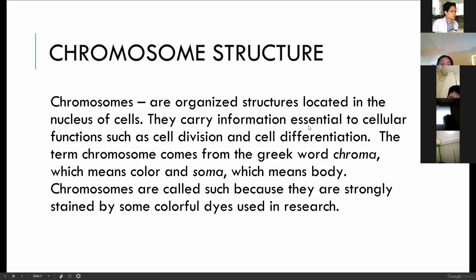Chromosome structure. Chromosomes are organized structures located in the nucleus of the cell. They carry information essential for cellular functions such as cell division and cell differentiation. Chromosome comes from the Greek word chroma, which means color, and soma, which means body, because you cannot actually see chromosomes if they are not dyed or stained.